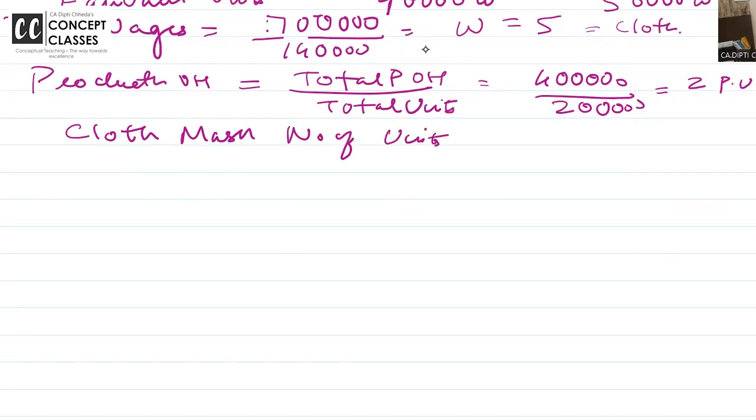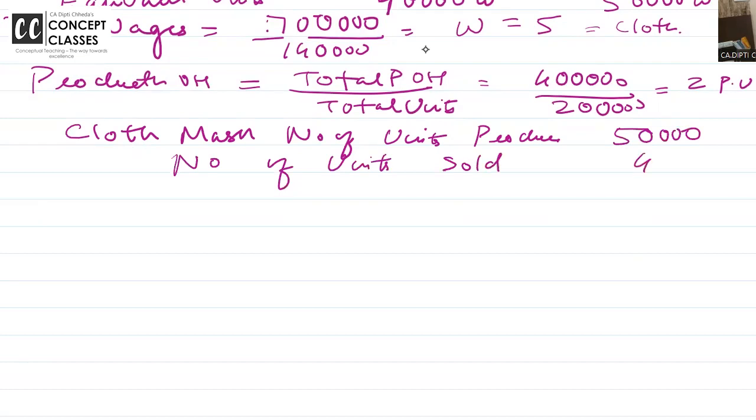Number of units produced. Number of units produced is given to you in the question. 50,000. Number of units sold. That's also given in the last line of the question. Number of units sold, 45,000. So what is the closing stock of finished goods for the cloth mask? 5,000 units. You know, when you write, dear students, the mindset now and in exam. Number of units produced will help you to decide the admin, factory and all over it. Number of units sold, selling over it.